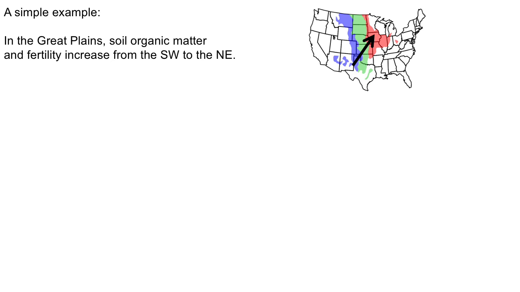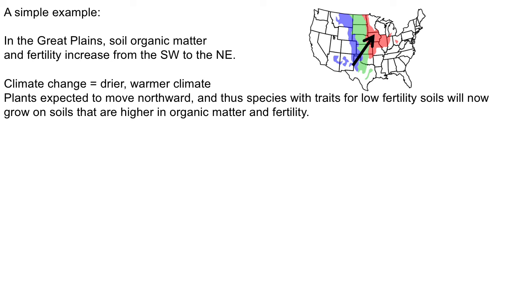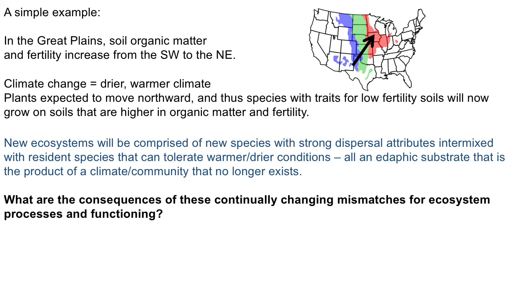A simple example is in the Great Plains. If we look at gradients of soil organic matter across the Great Plains, it increases from the southwest to the northeast. If the climate becomes warmer and drier with climate change, we'd expect plant communities to move along that gradient as well, from south to north. And this will, of course, move them along soils that are very different in fertility. So communities and species that once existed on low fertility soils will now be growing on soils that are much higher in organic matter.